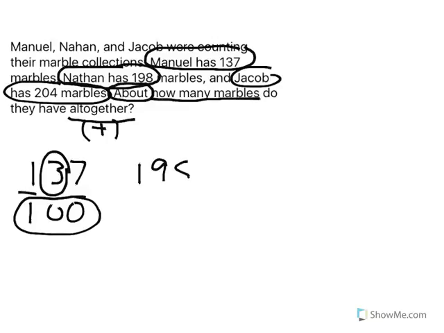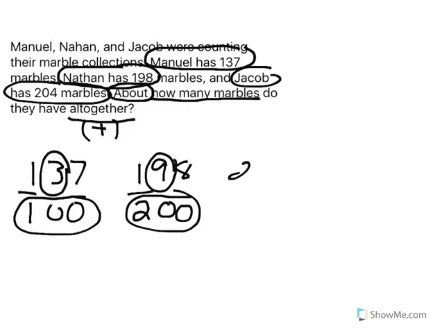Now I have 198. Underline my hundreds, circle my helper. The 9 tells me I need to add one more. So I'm going to add one more to the hundreds place. That makes it a 2. Everything else becomes a 0. My rounded number is 200. Then I have 204. Underline my hundreds place. Circle my helper. 0 tells me I need to let it rest, so the hundreds place stays the same. And 204 is rounded to the number 200.